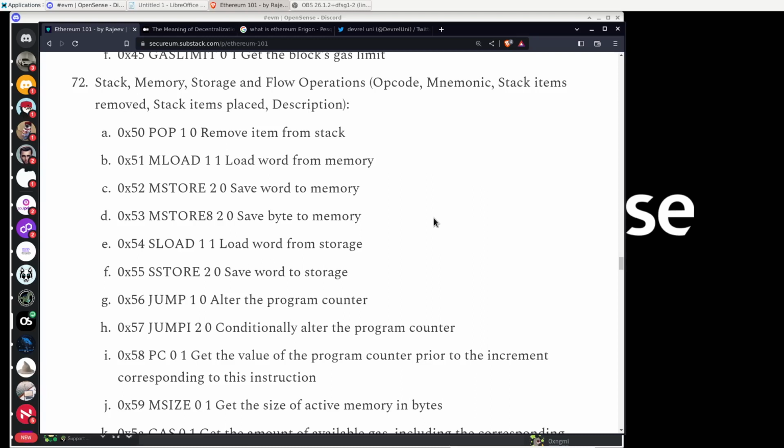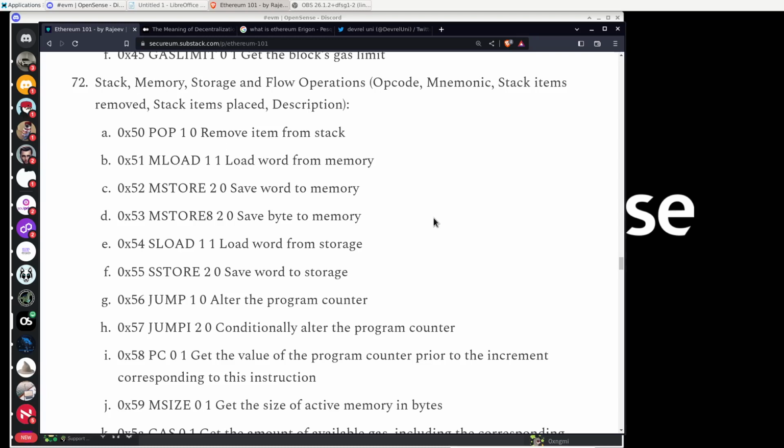Stack, memory, storage, and flow operations. I wonder what they mean with flow operations. Maybe setting a variable, or deleting something. So 0x50 pop removes an item from the stack. 0x51 mload loads a word from memory. mstore saves words to memory, 0x52. 0x53 mstore8 saves bytes to memory.